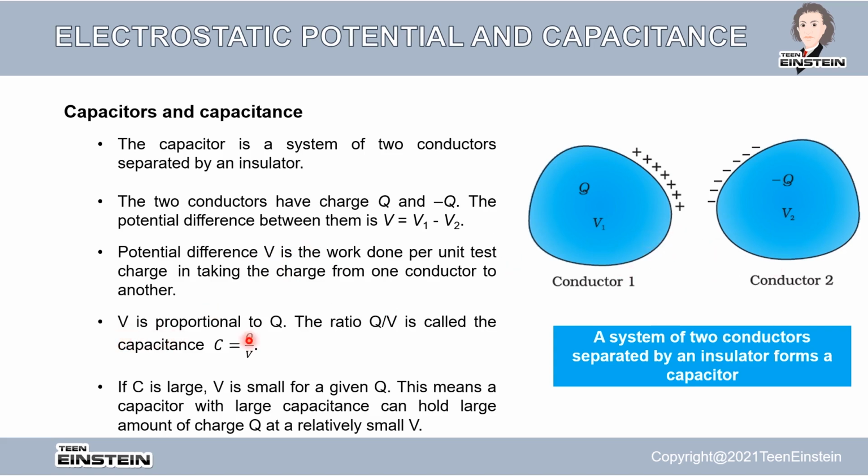So in this case, V is proportional to Q. The ratio Q by V is called the capacitance. So we are defining capacitance as Q by V. If C is large, V is small for a given Q. It means that if the conductor configuration has very high capacitance, then for a given potential difference, you can have very high charges in the conductors.